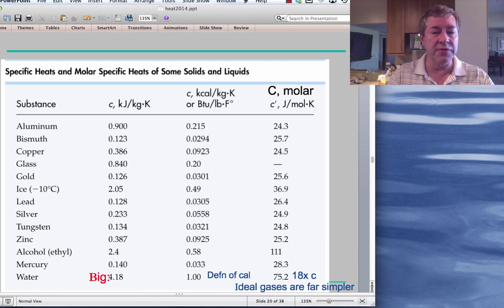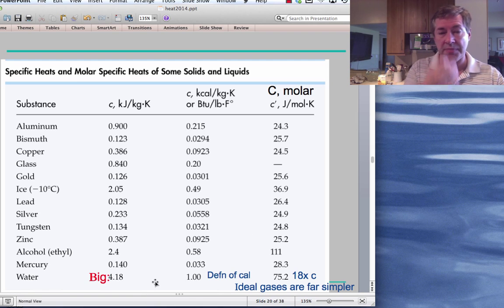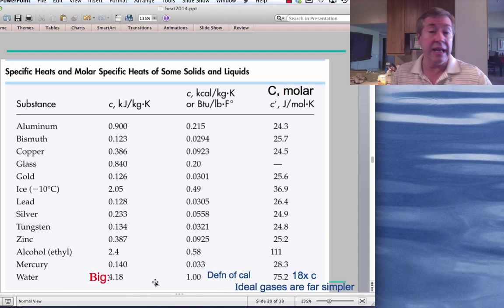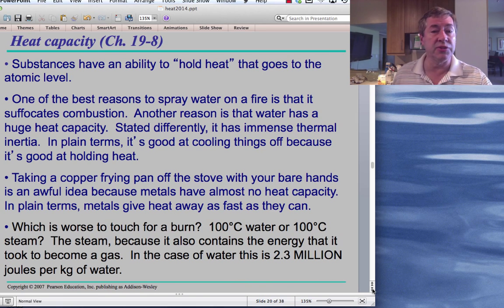All right, so let's see if you understood this point about the enormous heat capacity of water. What I mean by that is it can absorb an enormous amount of heat energy and still not change its temperature by very much. So, for example, suppose you were in the kitchen. This is actually a concept from chapter 19, but I thought it made sense to talk about it here.